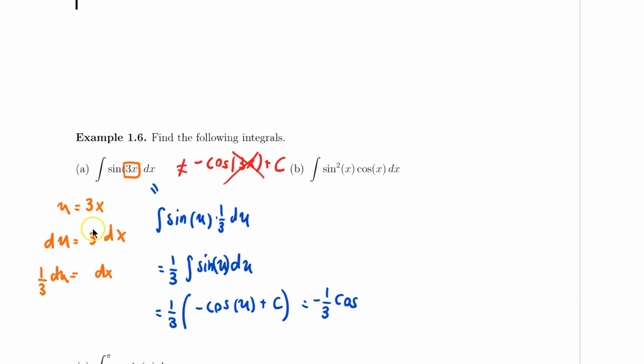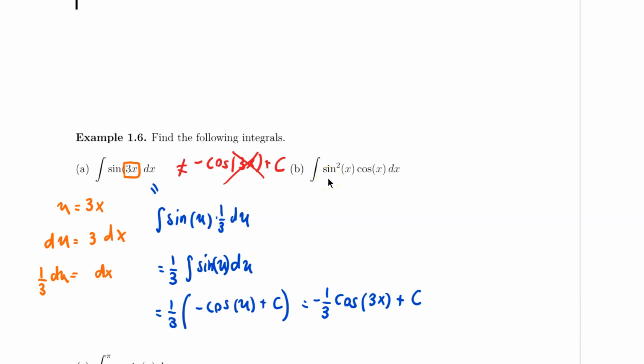And my u is 3x, so that's going to be negative 1/3 cosine of 3x. Plus, well, if you distribute the 1/3, you will get 1/3 c. But this c here is actually just any number. If I multiply any number by 1/3, it's just another number. So normally, when you have something like this, I'm just going to say it's just a number c. So c can be any number, so it's the same thing anyway. So here's my answer for part A.